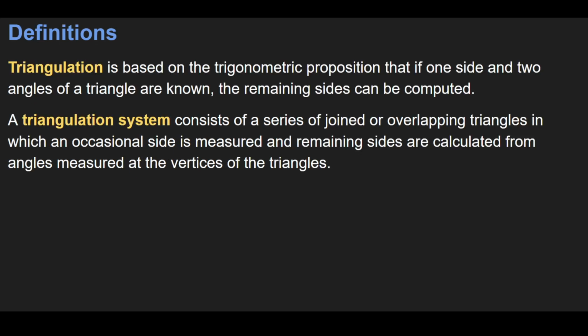So let's start. Triangulation is based on the trigonometric proposition that if one side and two angles of a triangle are known, the remaining sides can be computed. Okay, so we will use the sine law for computing the other sides, right? Then a triangulation system consists of a series of joined or overlapping triangles in which an occasional side is measured and the remaining sides are calculated from angles measured at the vertices of a triangle.